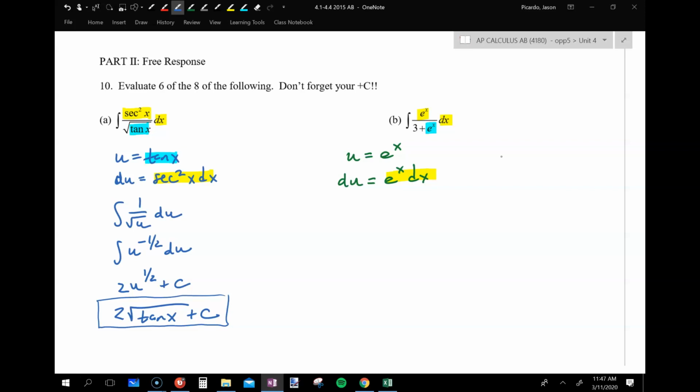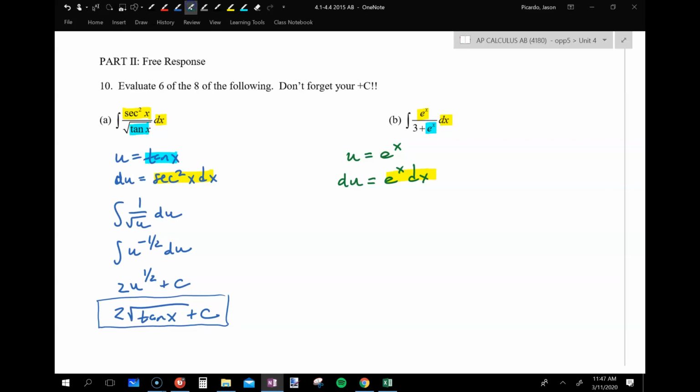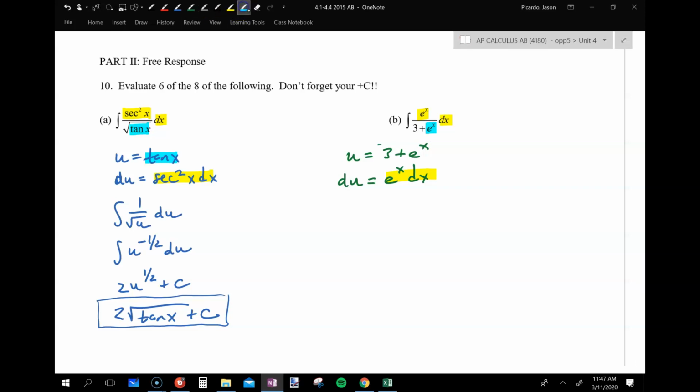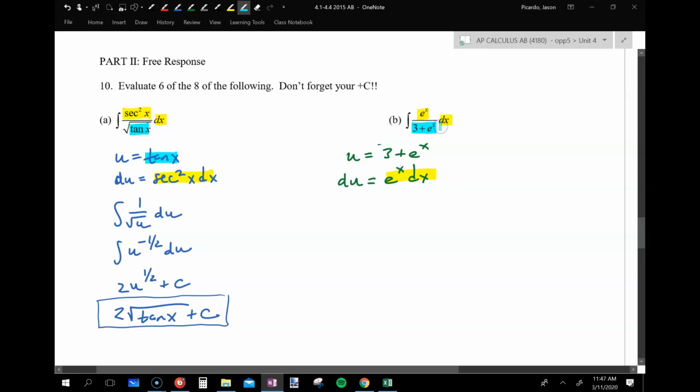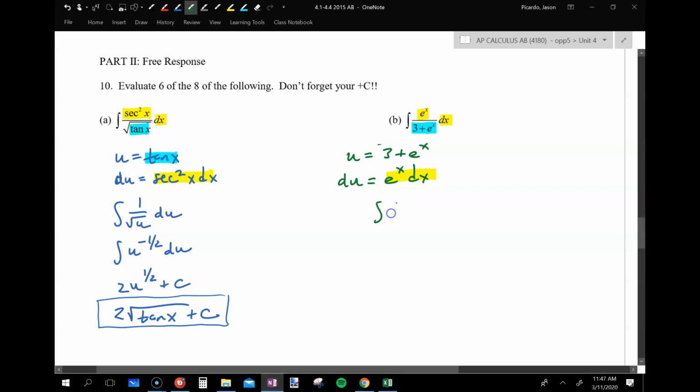to finish the problem? I need to change my u. What do I want to change it to be? Add the 3. Yeah, because if I make it 3 plus e to the x, what's the derivative of that? It's still e to the x, right? So now this is my value of u. And now we're in good shape, right? So again, these are the types of things that you might run into, right?